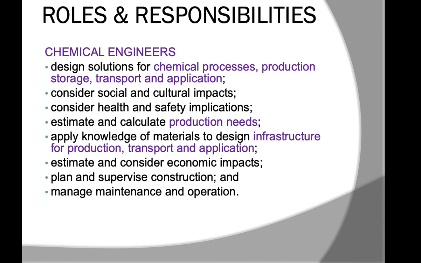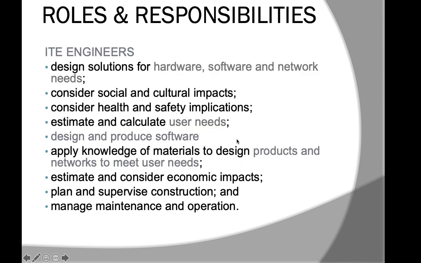Chemical engineers, well, they design solutions for chemical processes, production, storage, transport, and application. That doesn't make a huge lot of sense, but I'm sticking with it. So they calculate production needs, so they figure out how much chemicals do we need, and ensure that we have enough. And they then use their knowledge of materials to design for production, transport, and application of chemical processes. Probably should say and their application, but anyway, I'm moving on.